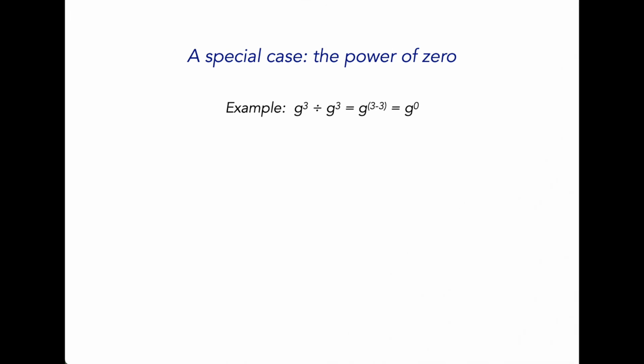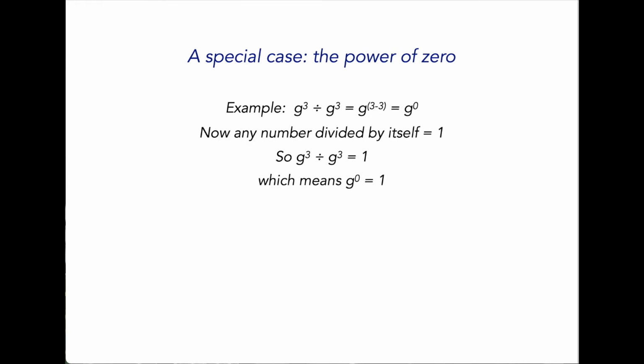Now let's look at a special case. What does it mean when we have a base number to the power of 0? Well, to take an example of how we might have got this value, look at g cubed divided by itself. Applying our second law of indices, we'll subtract the powers and get g to the power of 0. But we know that any number divided by itself must equal 1. So g cubed divided by itself equals 1. So g to the power of 0 equals 1.